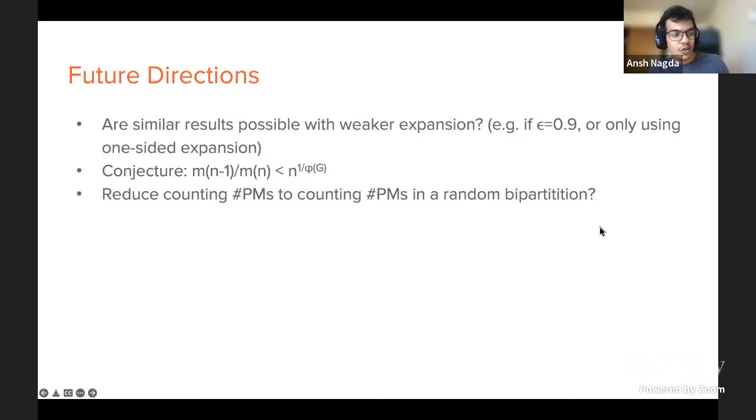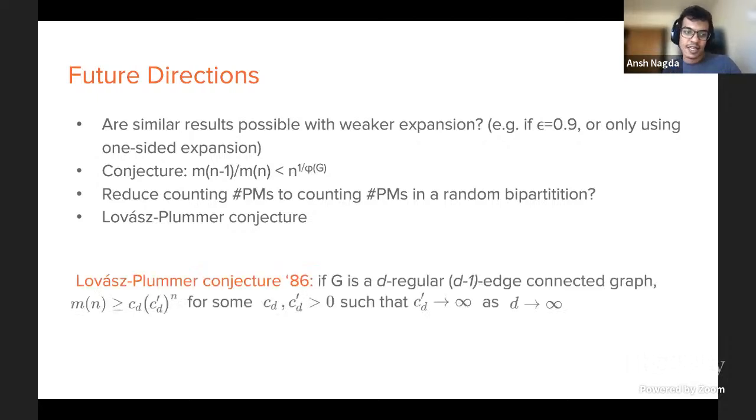A third idea is maybe we can use this idea of random bipartitions, random bipartite subgraphs, algorithmically, and maybe you can reduce counting the number of perfect matchings to counting the number of perfect matchings in a random bipartition, which we can already do by Jerrum, Sinclair, and Vigoda's algorithm. And obviously, the last future direction is the Lovász-Plummer conjecture. Another interesting result we could get out of analyzing the Lovász-Plummer conjecture is potentially better algorithms for computing perfect matchings in the case of d-regular (d-1)-edge-connected graphs, which would be pretty interesting.